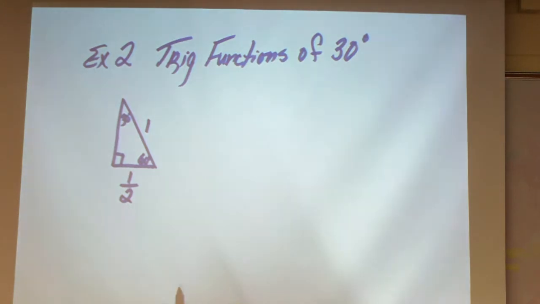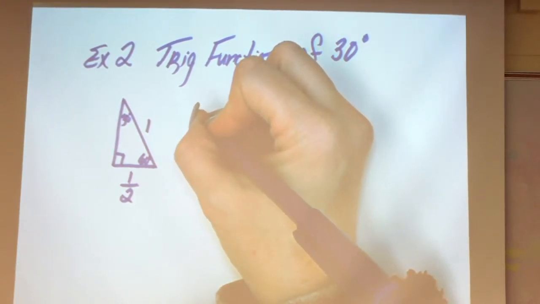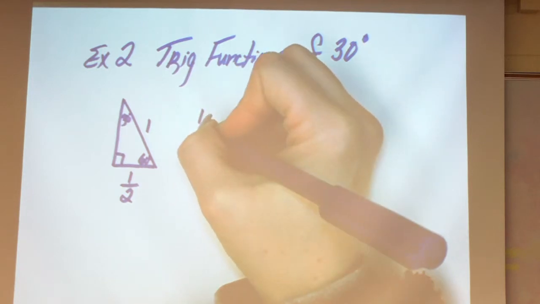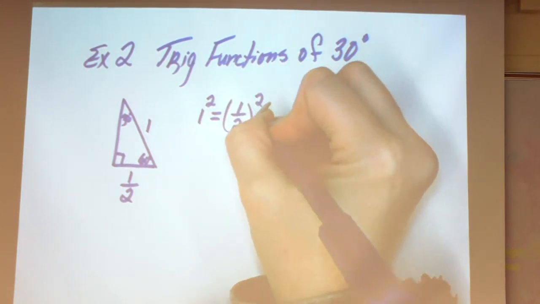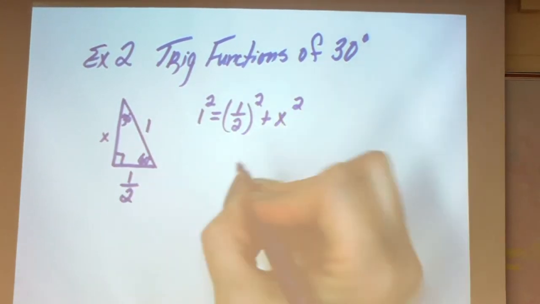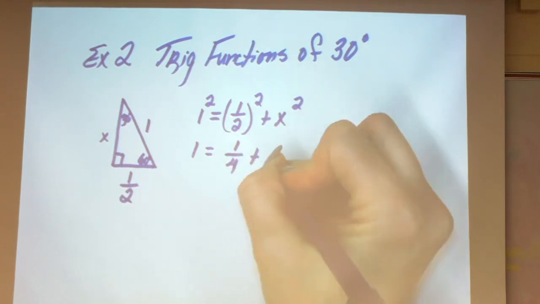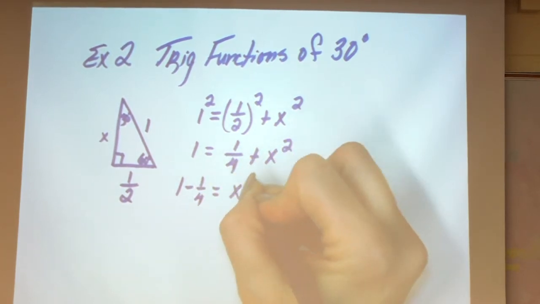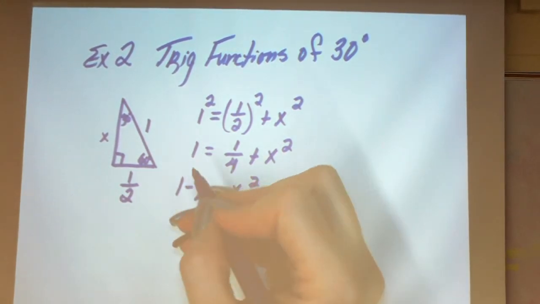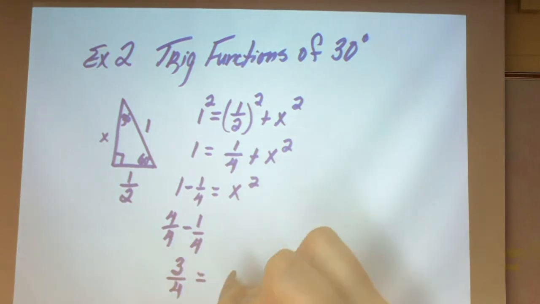And if we do the Pythagorean theorem, we can find the third side. Let's just do it out. We have 1 squared would be equal to 1/2 squared plus our other side, we'll call it x squared. Okay, so 1 is equal to 1/2 squared, which would be 1 over 4, plus x squared. Okay, so if I subtract 1/4 from 1, that would equal my x squared. 1 subtract 1/4, if I change this to 4/4, because 1 is the same thing as 4/4, minus 1/4, I would have 3/4 is equal to x squared.